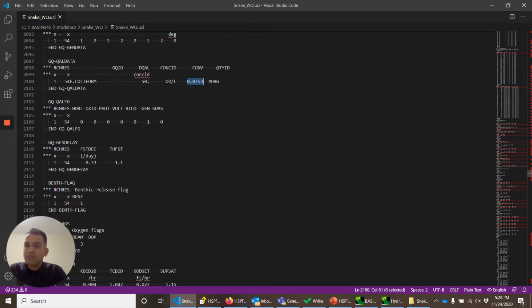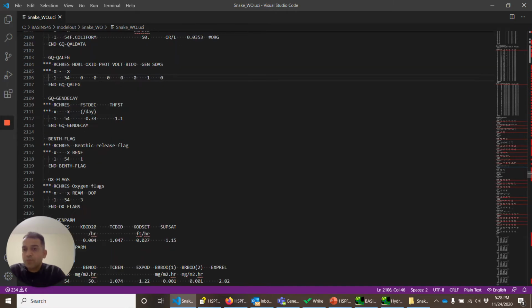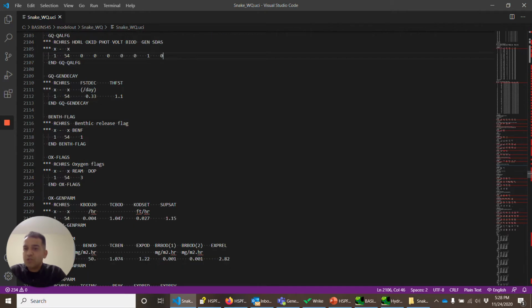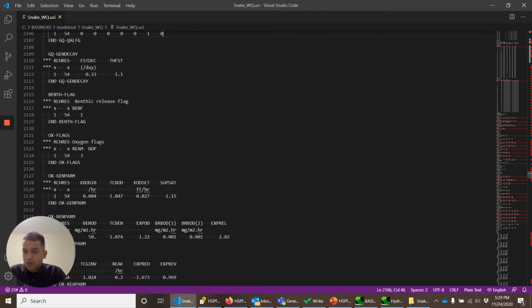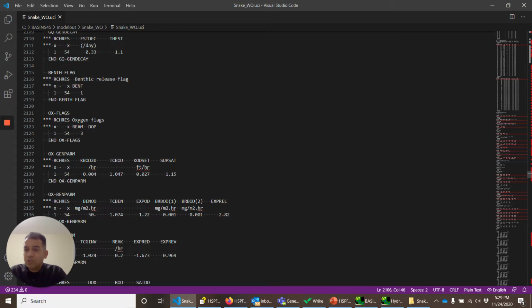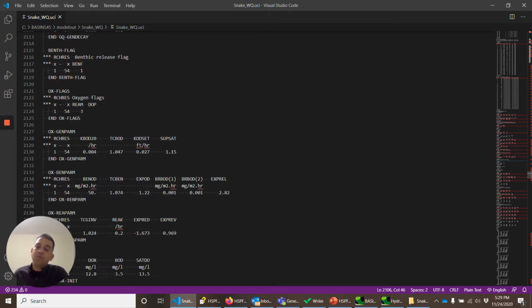These are the flags on what kind of operations will happen with the general quality constituents. GEN means general first order decay. SED means whether it is associated with sediment or not. This is the coefficient for first order decay, and the temperature correction coefficient. Then that's done for the general quality constituents. Benthic flag, if there's benthic release happening. Oxygen, dissolved oxygen: there are different ways in which you can simulate dissolved oxygen.